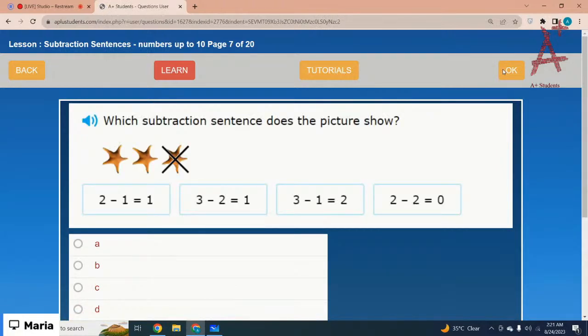Which subtraction sentence does the picture show? So which is the correct option? You have 3 of the starfish and one of them is crossed out, right? So how many you are left with?